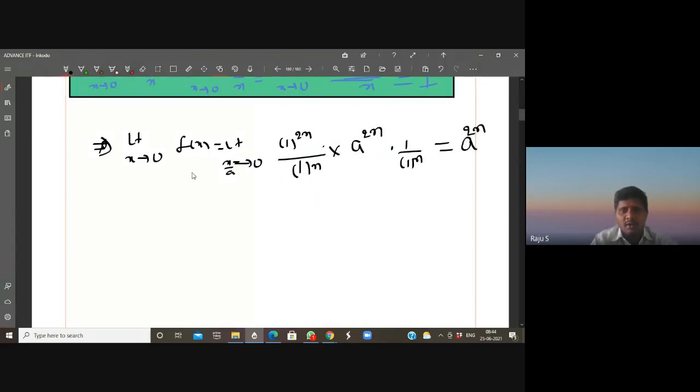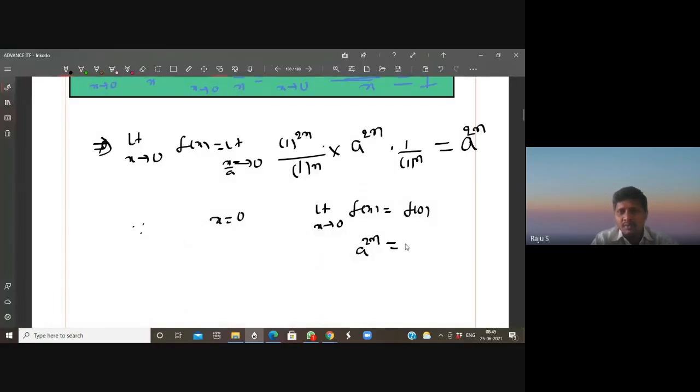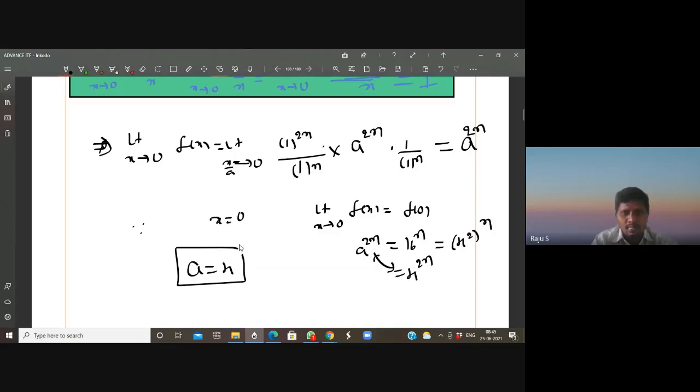A power 2n we got. Since it is continuous at x is equal to 0, limit x tends to 0, f of x is equal to f of 0. If this is a power 2n, f of 0 value is what? F of 0 value is 16 power n. What is a value, student? 16 power n can be written as 4 square whole power n. This is equal to 4 power 2n. Comparing on both sides, a value is clearly equal to 4. Is it clear?